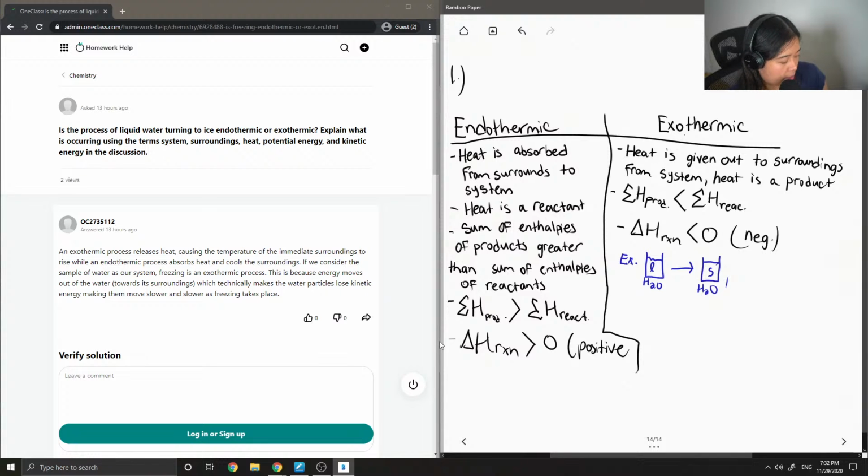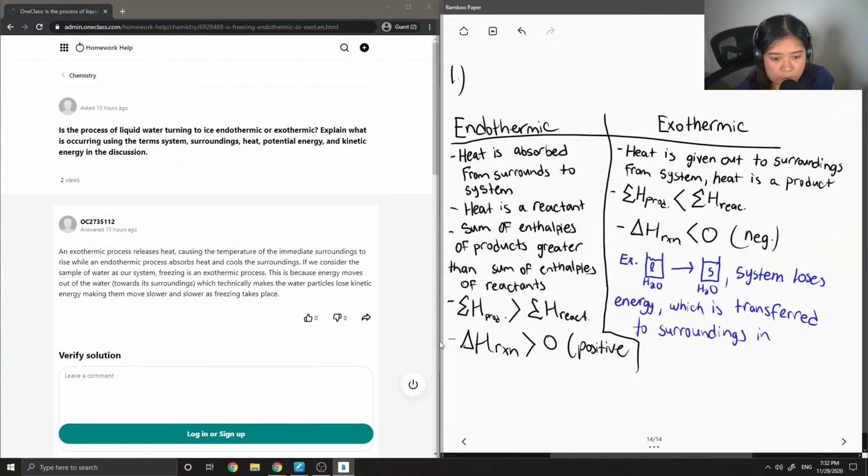So the reason this is exothermic is because the system loses energy, which is transferred to the surroundings in the form of heat.